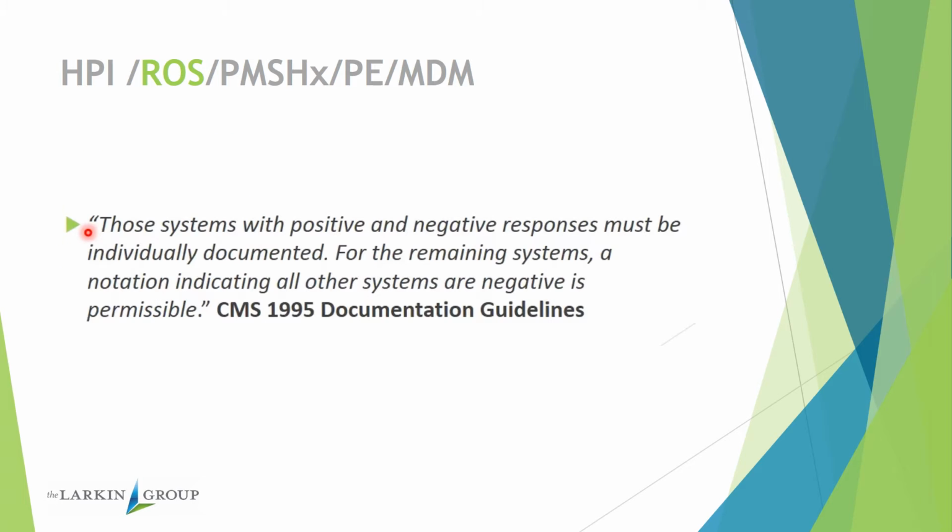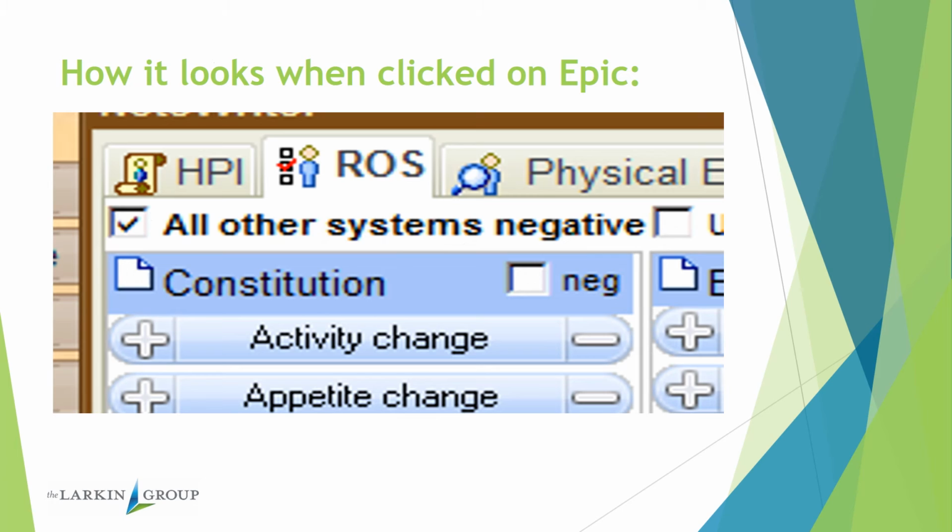The individual systems that are pertinent to your patient should be documented with positive and negative responses according to the rules. However, for the systems that are not pertinent to your particular patient that you've examined, you can check a box that says all other systems are negative.